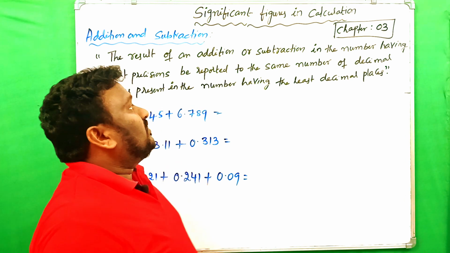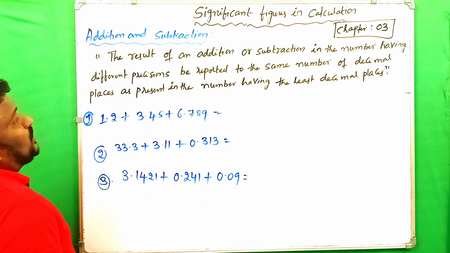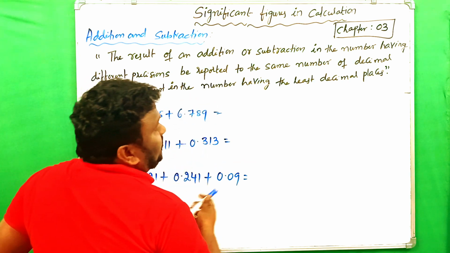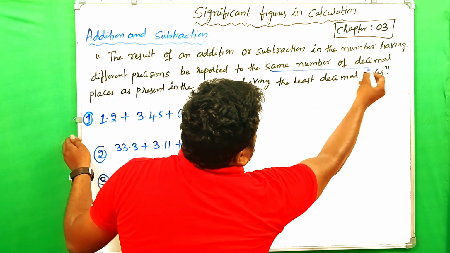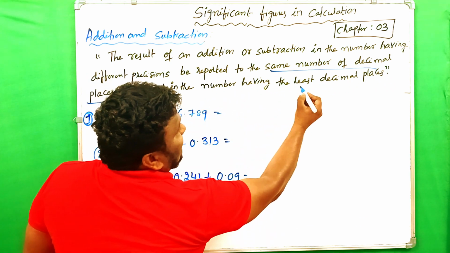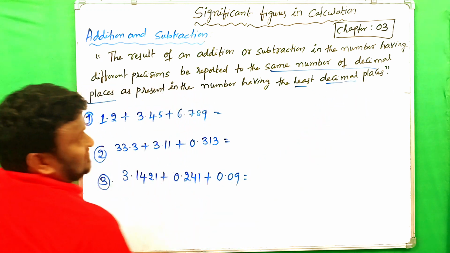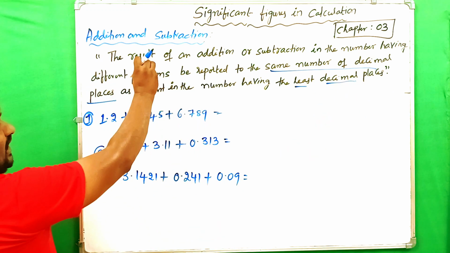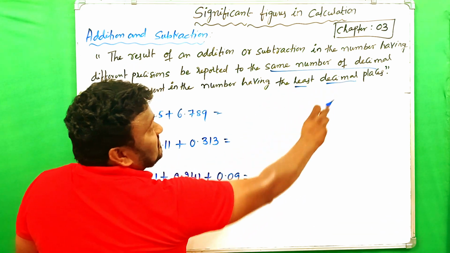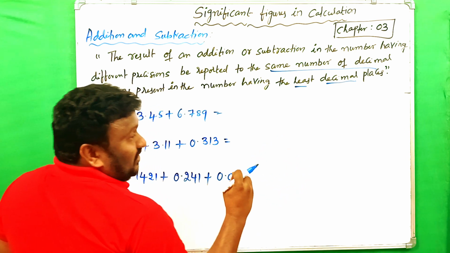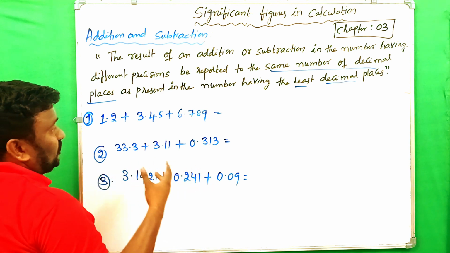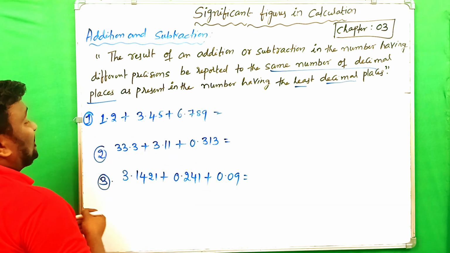Let's go further. Here, the result of an addition or subtraction of numbers having different precisions is to be reported to the same number of decimal places as present in the number having the least decimal places. Clear? The result is going to be rounded off up to the least decimal places of the given numbers. Okay, look here now.